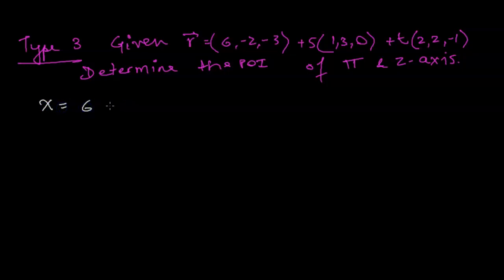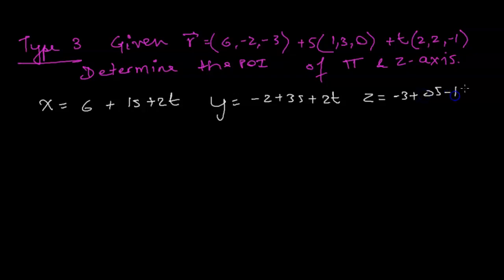That would give us x is equal to 6 plus 1s plus 2t. Y is equal to minus 2 plus 3s plus 2t. And z is equal to minus 3 plus 0s minus 1t. The second step is to determine what the point of intersection could be.